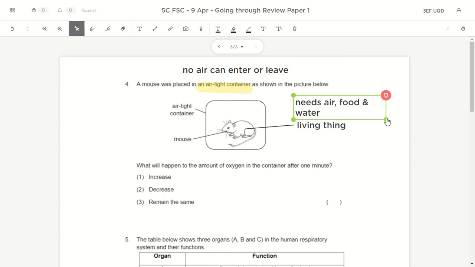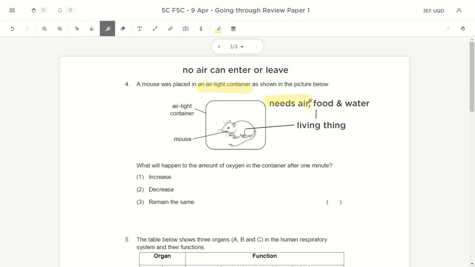Okay. So I know this is a mouse. A mouse is a living thing, and a living thing needs air. But now it is in an airtight container where the air cannot enter. So what happened to the mouse? It will probably die after a while. But I'm not asking whether the mouse will die or not. I'm asking you the amount of oxygen.